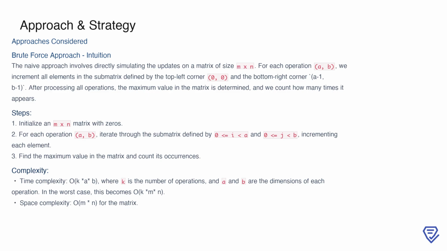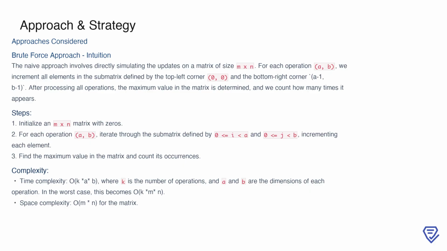To begin, let's consider the brute force approach. The intuition here is straightforward. We directly simulate the effect of each operation on an M×N matrix. To explain this, imagine starting with a matrix filled with zeros. For every operation (a, b), we update the submatrix from (0, 0) to (a-1, b-1), by incrementing all its elements. After processing all the operations, we determine the maximum value in the matrix, and then count how many times this maximum appears. While this method is conceptually simple, the computational cost is significant.